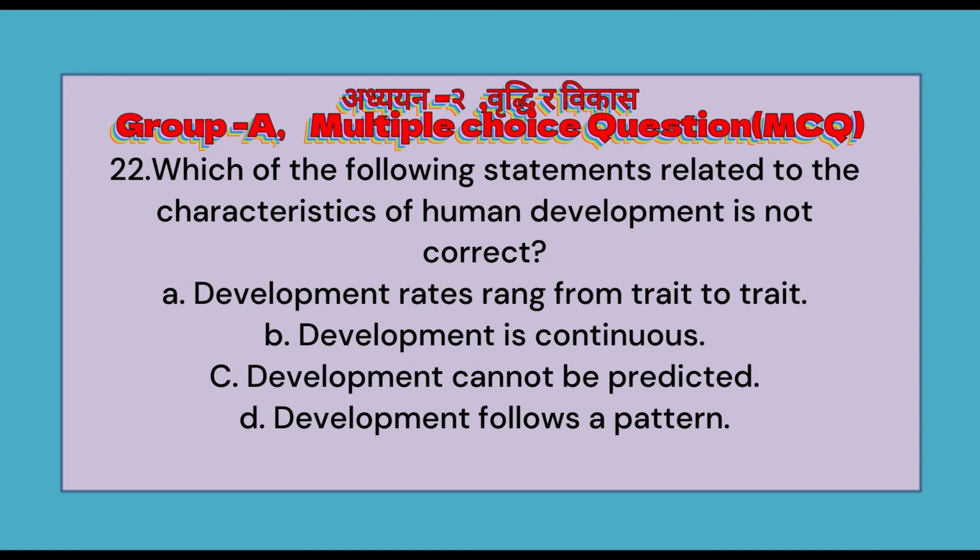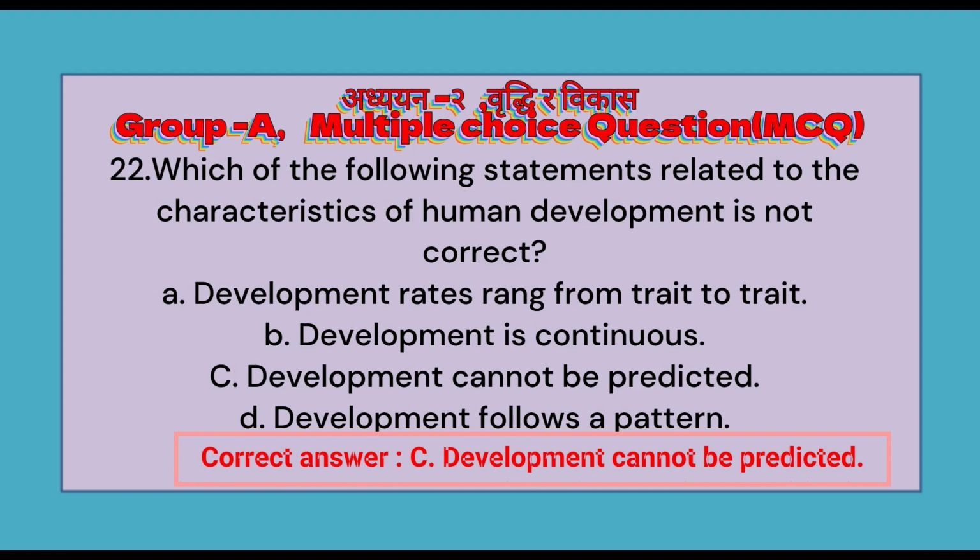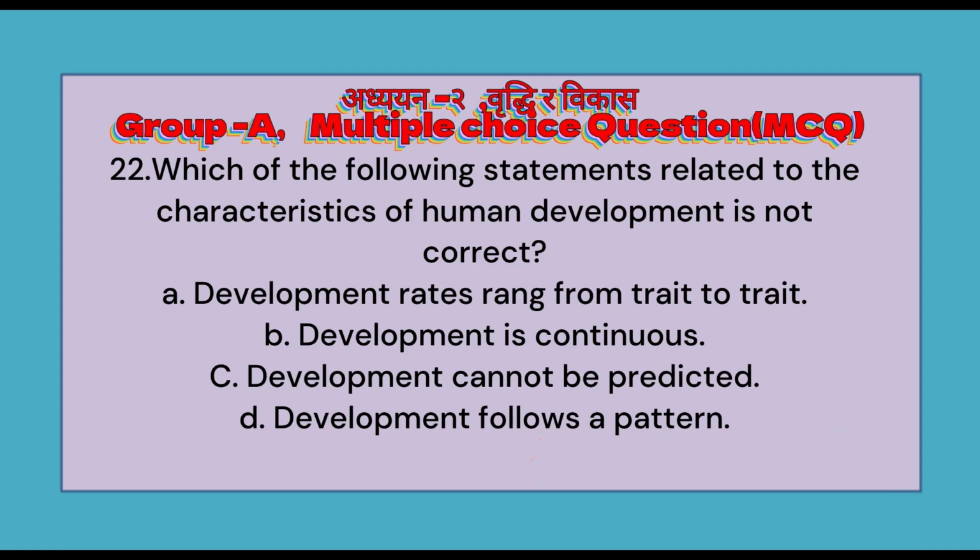A. Development rates vary from trait to trait. B. Development is continuous. C. Development cannot be predicted. D. Development follows a pattern. Correct answer: C. Development cannot be predicted.